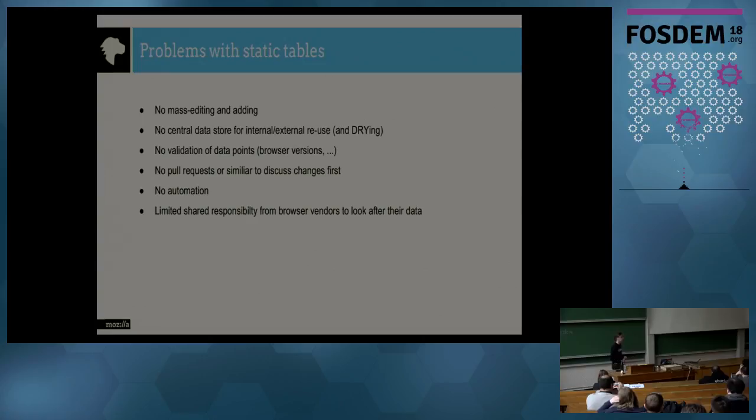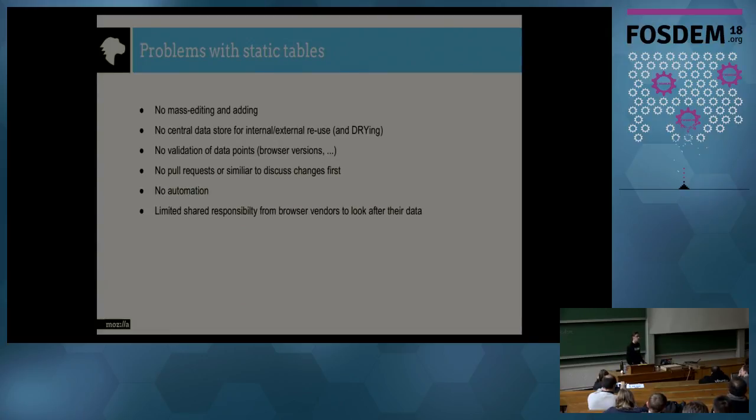So we couldn't mass edit the data. We couldn't mass add data. We couldn't reuse the data. Compat data is something many people are interested in, but it's locked in our wiki in those tables. And when we want to change this, we have to go into all the pages and change stuff. We can also not validate data. So, as I just said, everyone can edit MDN and put, say, a Firefox 6.3 version for the CSS background property, which is nonsense, as Firefox 6.3 never existed.